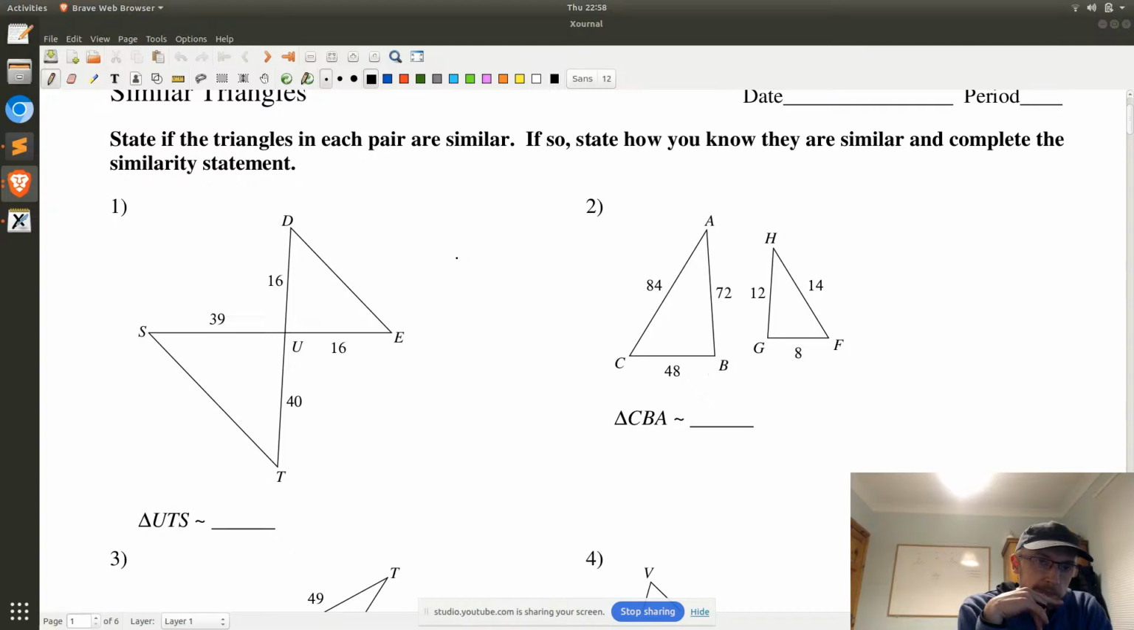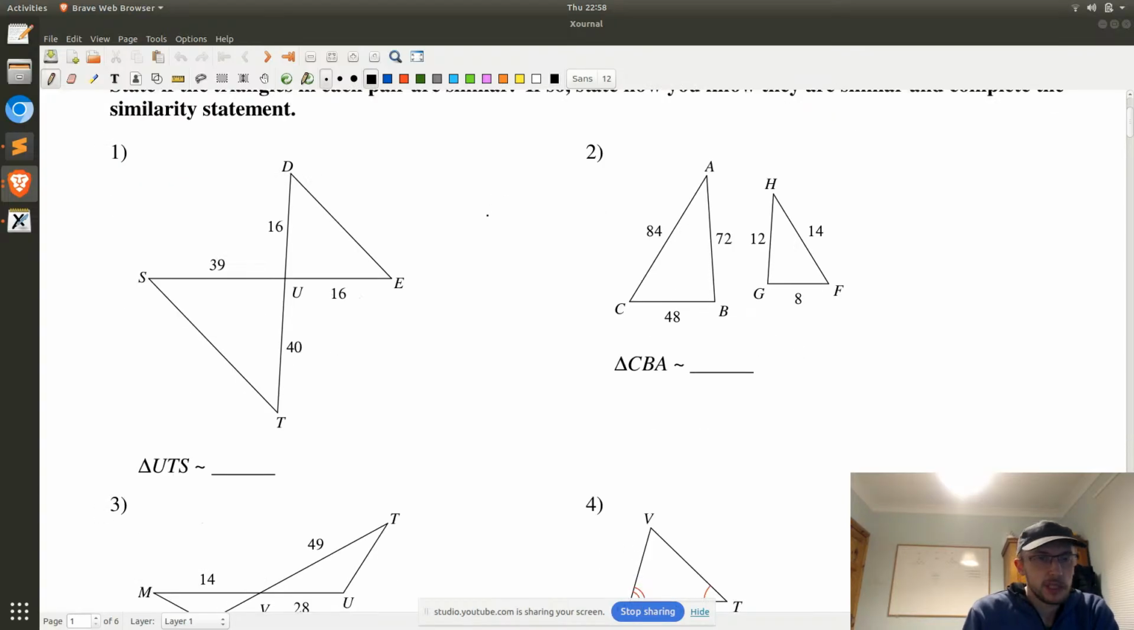Are they similar? No, they are not. I don't believe they are. Because these would have to be vertically opposite, and so they would have to be congruent, and they are. But anyhow, can't you see that DU and UE are both 16, whereas in this case they're just simply not. But anyway, probably here they will be.